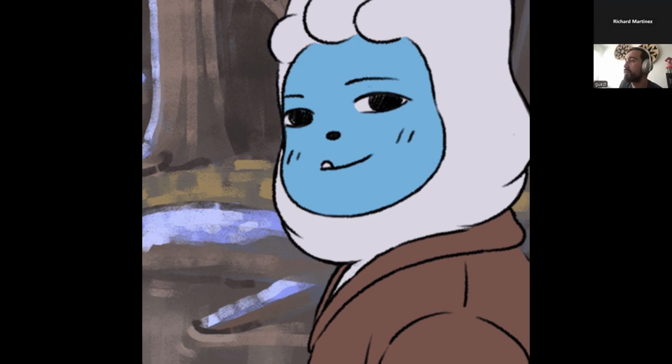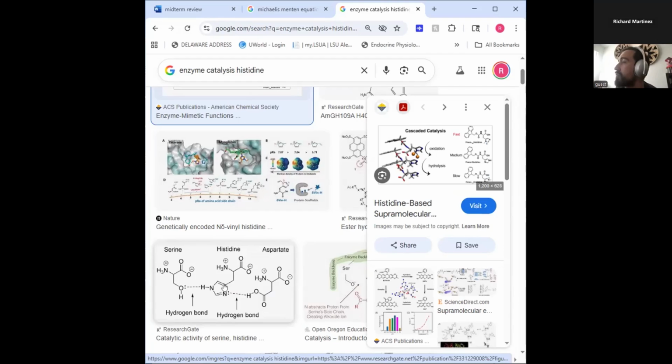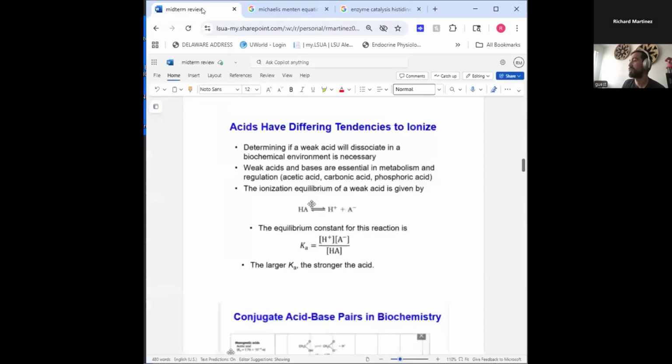Okay, so you can see here there's a histidine, right? You can tell because there are two nitrogens. So I have a hydrogen bond, hydrogen bond. It can act as a weak acid or a weak base. Makes sense. Enzymes, got it.